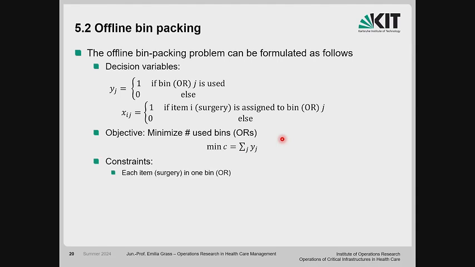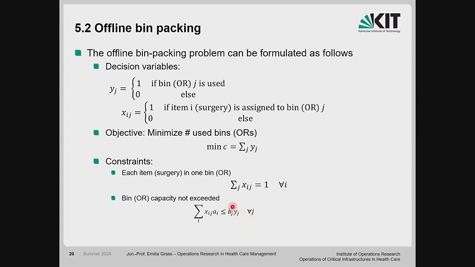And the constraint is that we cannot assign the same surgery to more than one operating room. This is here. So for every surgery i, we have to respect this constraint. We have to choose one operating room for that. And then we have the constraint that the operating room capacity cannot be exceeded.